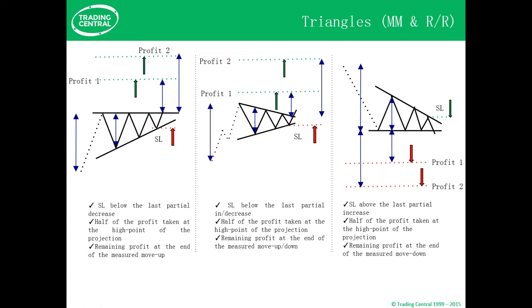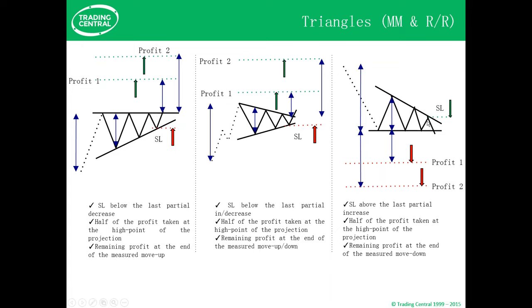Then for the second target, normally we start from where the move begins. If it is in an uptrend, you can measure from the previous bottom to the upper horizontal boundary, and that sets our second price objective. In the symmetric triangle, it's the same. You can set the first price objective from the high point, and the second from the previous low, to form the second price objective.